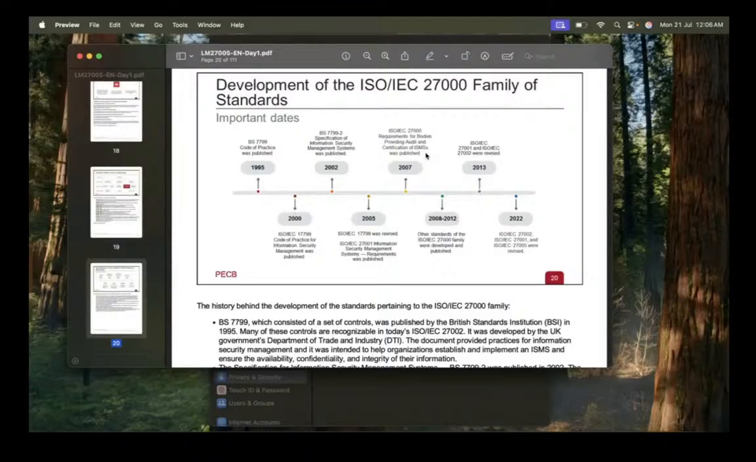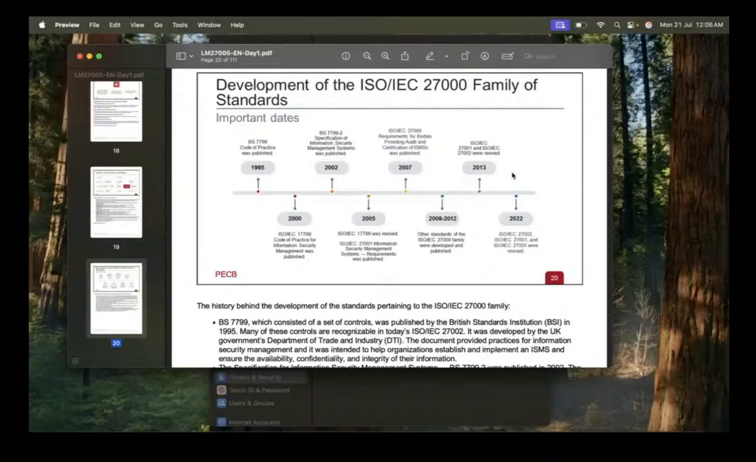After that, in 2007, ISO IEC 27006, this is also related to requirements, but this is for bodies providing audit and certifications of ISMS. This was published. Then 2008 to 2012, some other standards of the same family were developed and published.